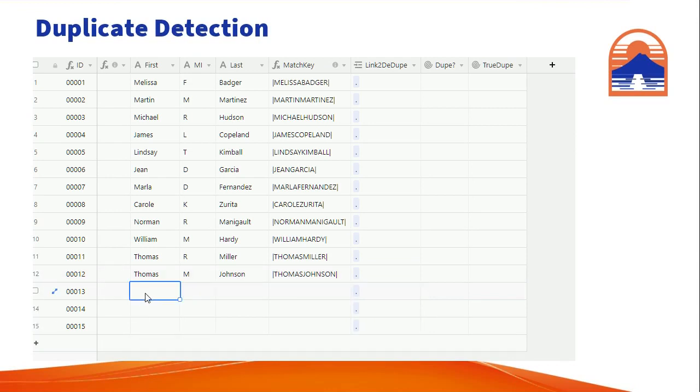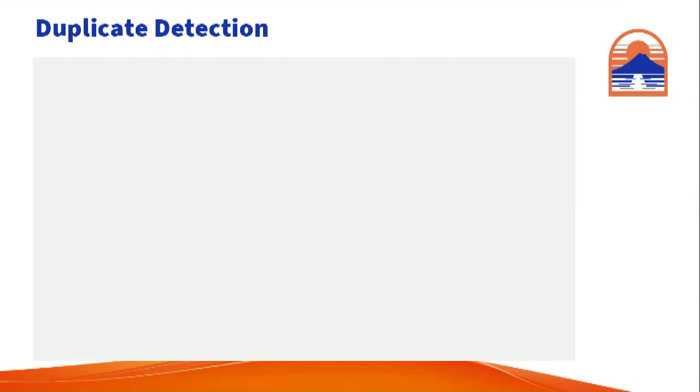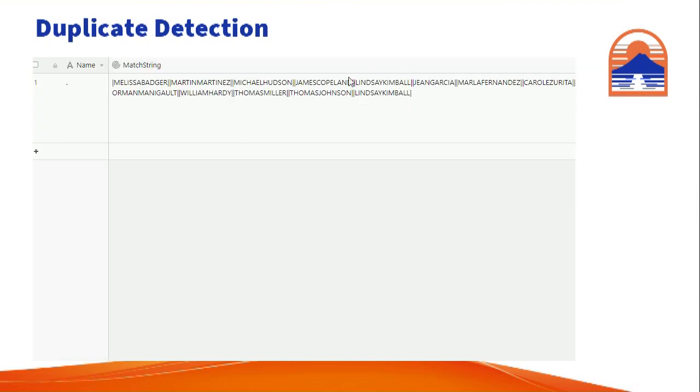Now let's enter a duplicate name. I already have one copied to the clipboard, so I'll paste it here and bang, a dupe. What's happened is the match key for the new record has been added to dedupe match string. Now when main dupe question mark checks, it finds there's more than a single instance of match key Lindsay Kimball in the string, so it toggles dupe question mark.